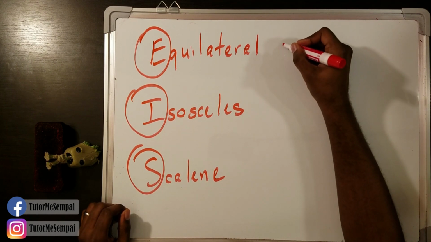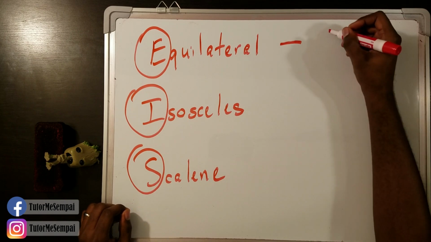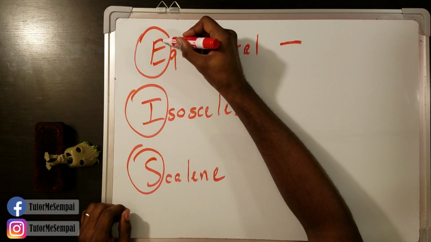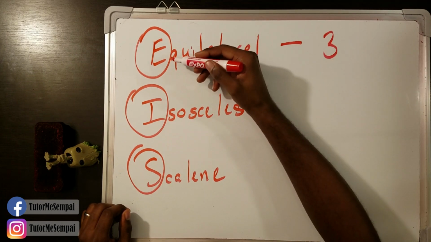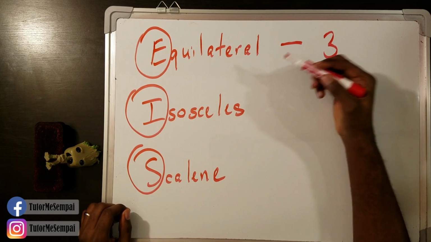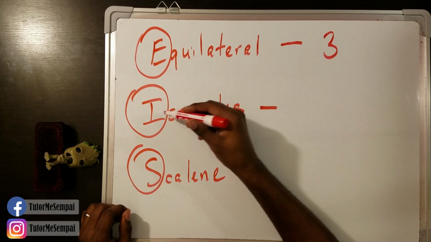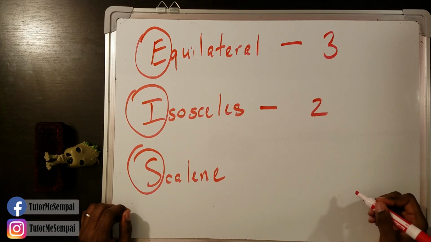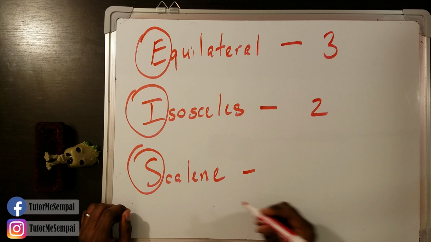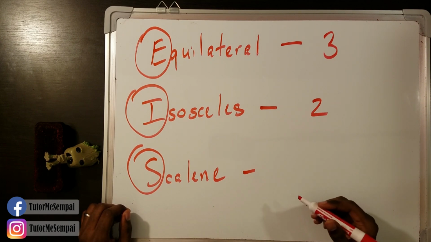How many horizontal lines are in our first letter? Well, if you count them, you get 1, 2, 3. So we have 3 horizontal lines in our first letter of equilateral. How about we do the same thing for isosceles? How many horizontal lines are in our first letter of isosceles? That's 2. All right, how about scalene? How many horizontal lines do we have in our first letter of scalene?